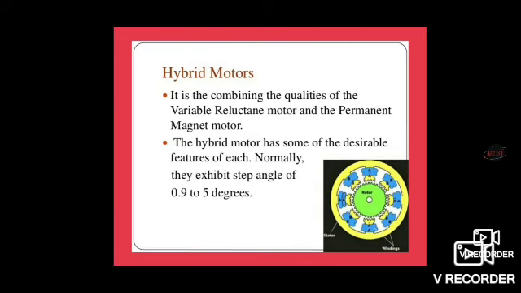Then the hybrid motor. It is the combination of variable reluctance motor and permanent magnet motor. The hybrid motor has the sum of the desirable features of each. Normally they exhibit step angle of 0.9 to 5 degree.